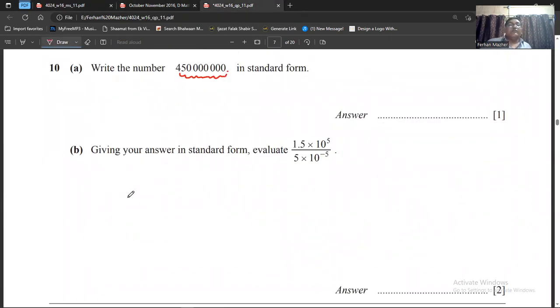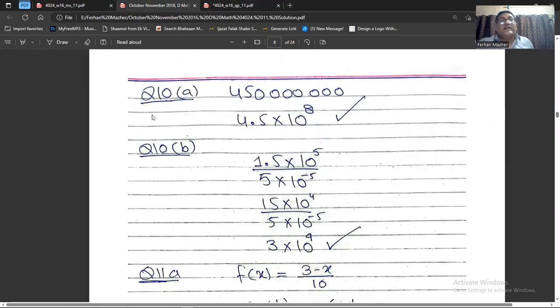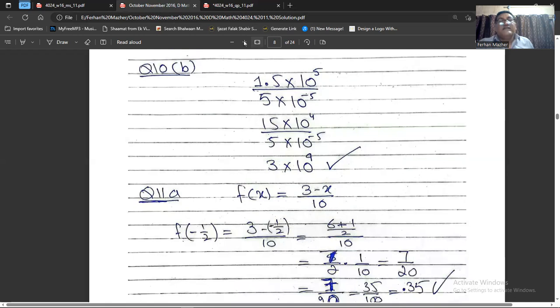Okay, question number 10, B part, 2 marks question. He says, give your answer in the standard form. So here we have to divide 1.5 × 10^5 divided by 5 × 10^5. So I will move this decimal 1 step to the right and the power will decrease. So you can see here.